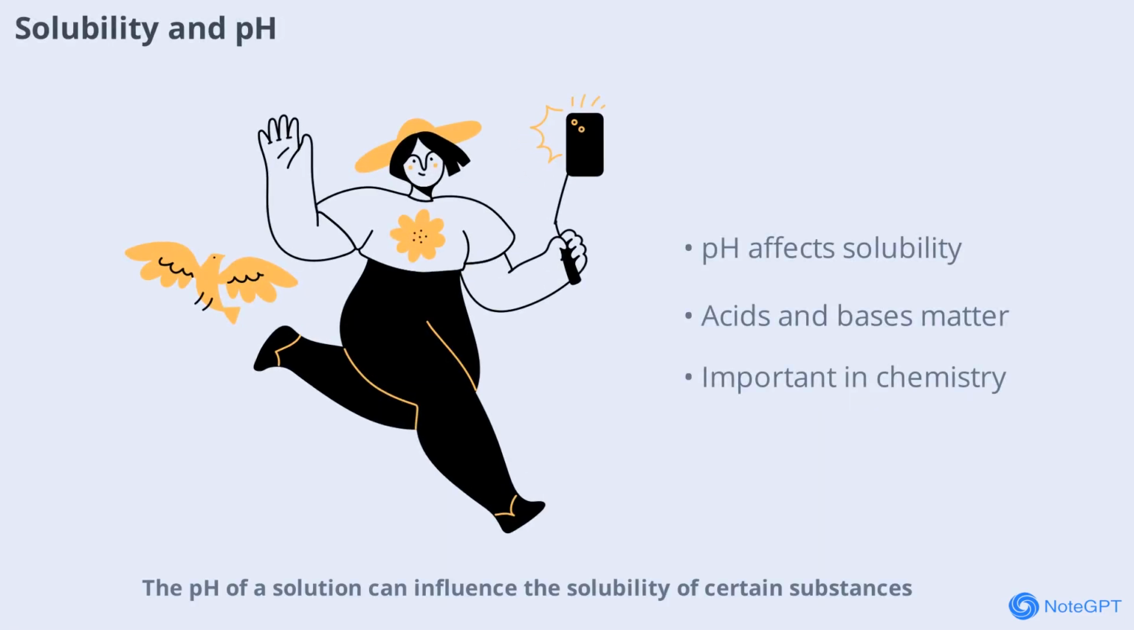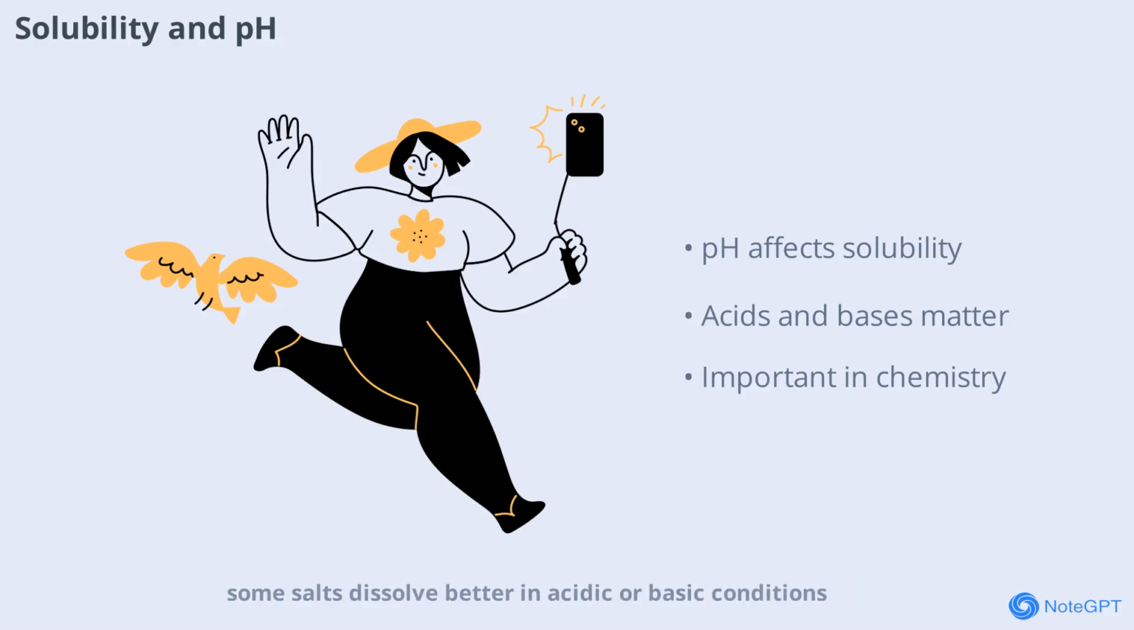The pH of a solution can influence the solubility of certain substances, especially those that can react with acids or bases. For example, some salts dissolve better in acidic or basic conditions. This is important in environmental chemistry and in designing chemical processes.